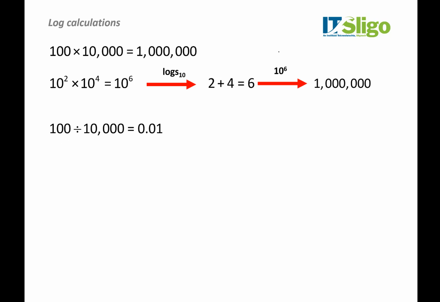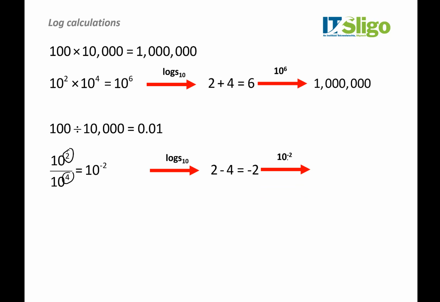Similar problem, 10 to the power of 2 divided by 10 to the power of 4 gives us 10 to the power of minus 2. If we were to look at this in the language of logs, it's simply 2 minus 4. We get minus 2, and now our answer is going to be 10 to the power of minus 2. This is switching us back into the normal language again, and we get 0.01.